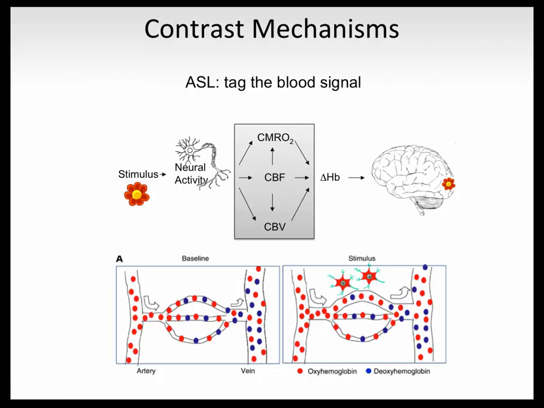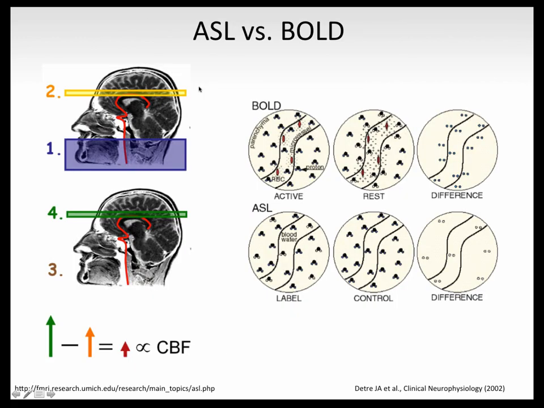So if you want to get more than one slice at a time, instead of nulling the blood signal, you can maybe tag the blood signal, and that is called arterial spin labeling. Briefly, what you do is you tag the blood as it comes into the brain. You wait a little while, and you image the tagged blood. And you take a subtraction between these two images, and you should get the blood which actually was activated.